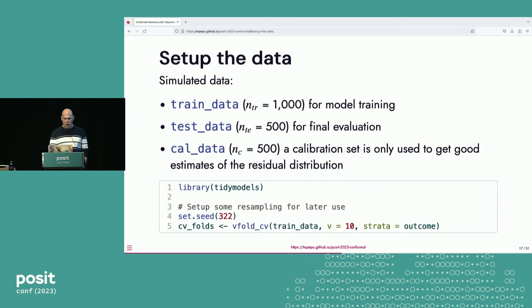Okay, so I'm going to show you some code. I'm going to have a training set that is 1,000 data points, a test set that's 500, and a calibration set, which is where we compute those residuals, of about the same size, 500. You can load the Tidymodels package down here, and we're going to look at some results if you use cross-validation, like V-fold cross-validation. So I generated a cross-validation object here using Tidymodels.